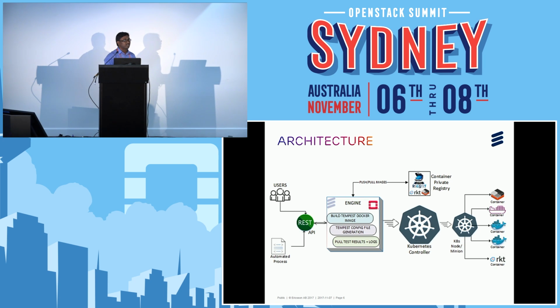This is the architecture we are looking forward to. On the left side, you have two components, the API server as well as the engine. On the right side, we have a Kubernetes cluster, Kubernetes controller and K8s node minion. So these are the two new components, the API server and the engine.